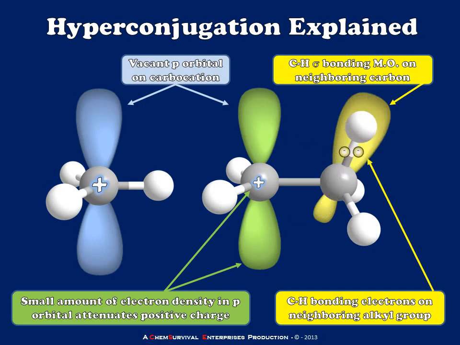So this is why having additional alkyl groups around a carbocation center makes them more stable and therefore more likely to form. So next time we'll talk a little bit about how this hyperconjugation and the stabilizing effect of alkyl groups on carbocations leads to things like hydride and methyl shifts.